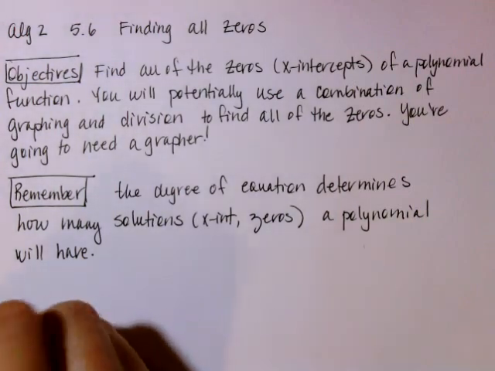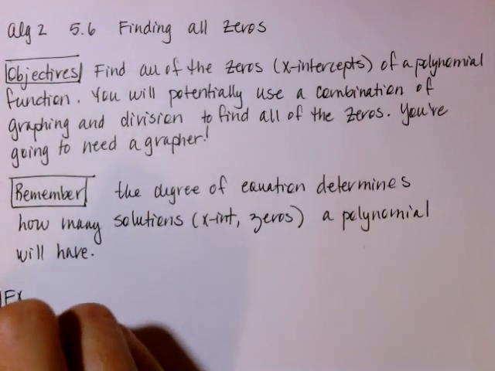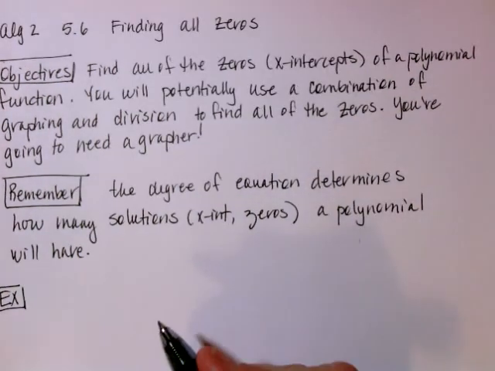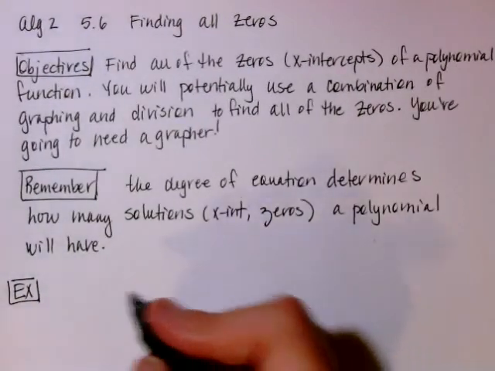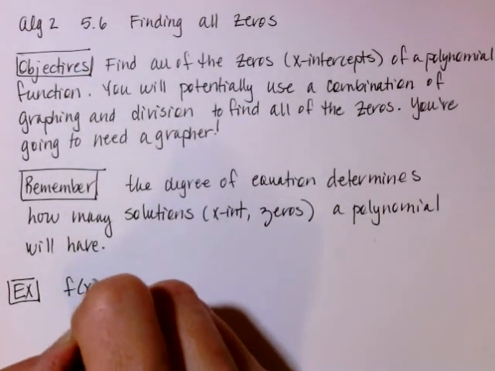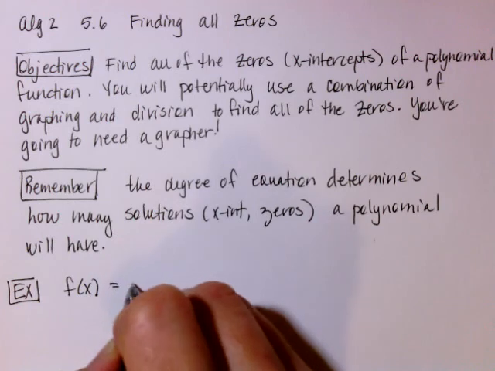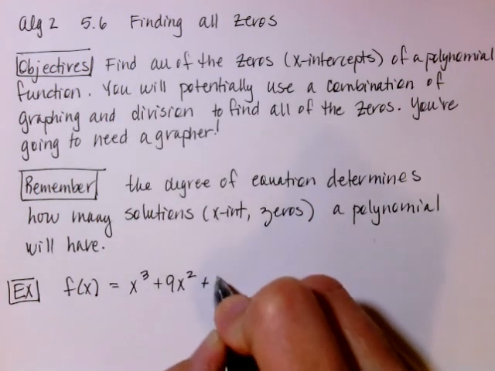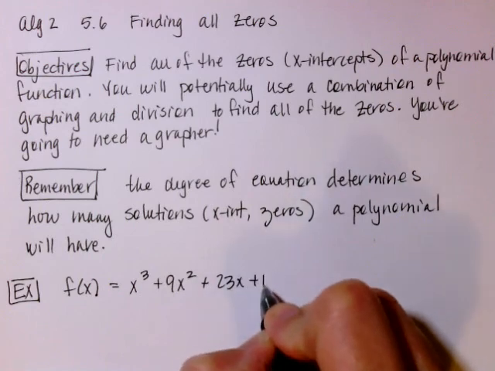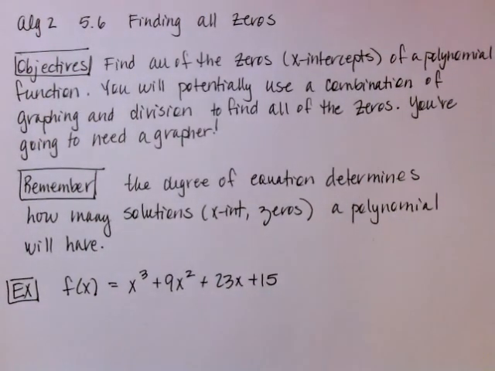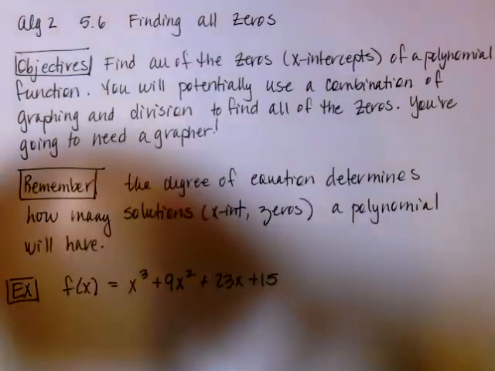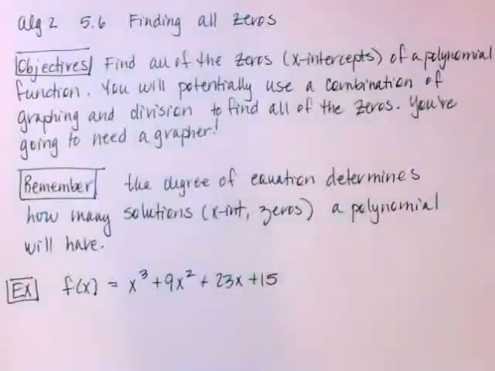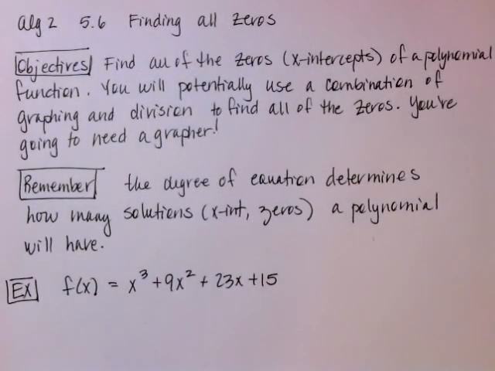Alrighty, so I'm just going to start by doing some examples, and I will walk you through the calculator steps. You're going to probably want to write those down to help you remember. But let's say I'm given a function f of x is equal to x cubed plus 9x squared plus 23x plus 15. We know, because it's a third degree polynomial, that it should have 3 solutions.